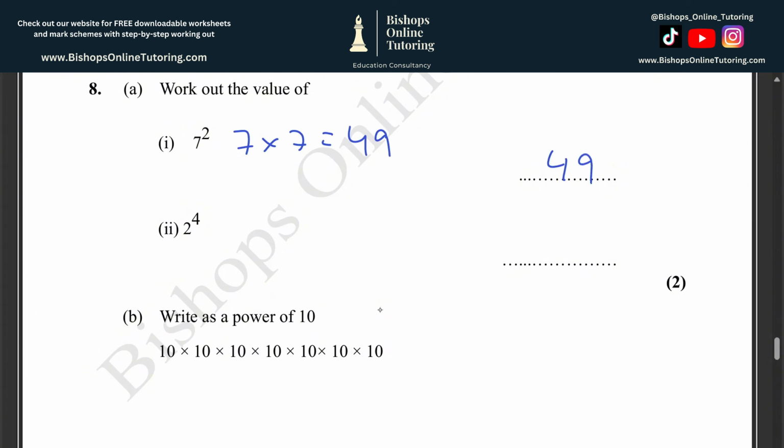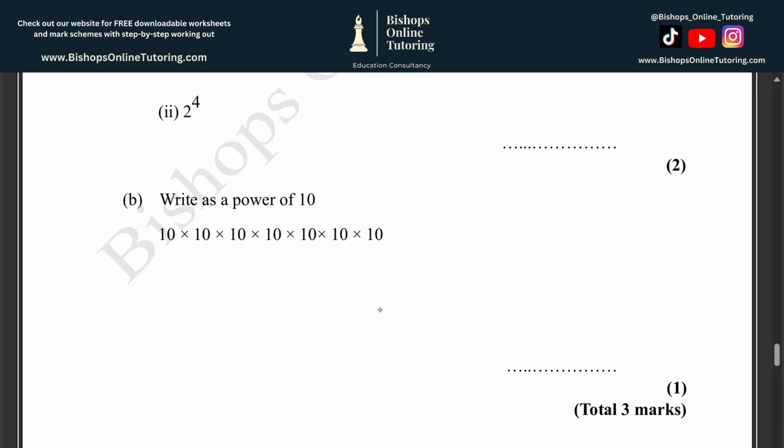So that's our answer. 2 to the power of 4 is 2 times by 2 times by 2 times by 2. 2 times 2 is 4. 4 times 2 is 8. 8 times 2 is 16. So our answer is 16.